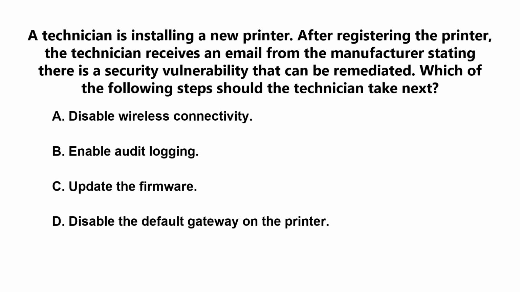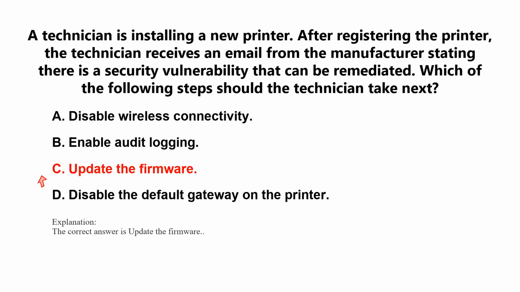Question 3. A technician is installing a new printer. After registering the printer, the technician receives an email from the manufacturer stating there is a security vulnerability that can be remediated. Which of the following steps should the technician take next? Option A. Disable wireless connectivity. Option B. Enable audit logging. Option C. Update the firmware. Option D. Disable the default gateway on the printer. The correct answer is option C, update the firmware.